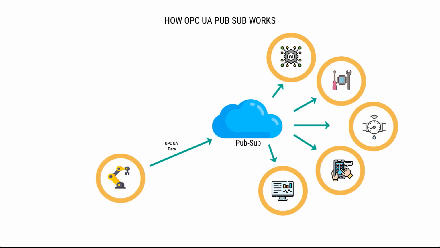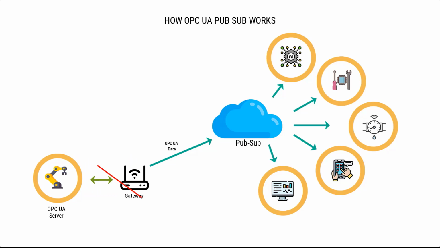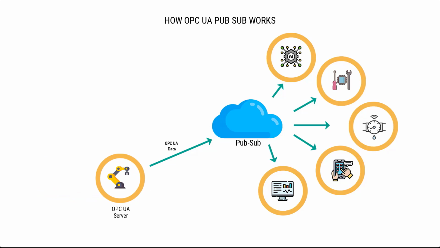Now, it's important to mention here that when we talk about OPC UA PubSub, we're not talking about an OPC UA client gateway that collects data from an OPC UA server and publishes it to the cloud. Rather, we're talking about an OPC UA server that implements PubSub functionality and publishes information directly from itself to the cloud. Okay, now that we understand the principles on which OPC UA PubSub is built, let us look at how the OPC UA PubSub communication really works.